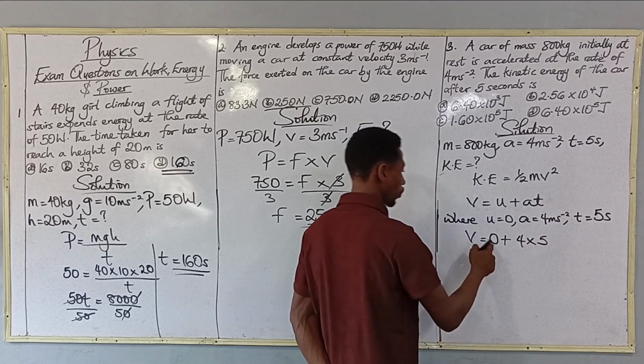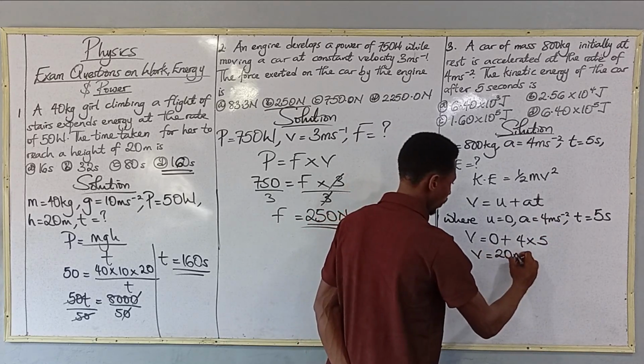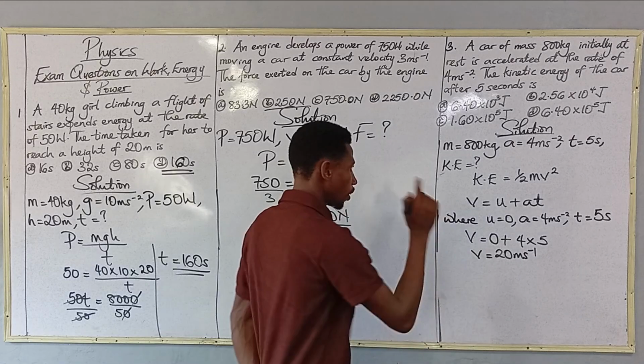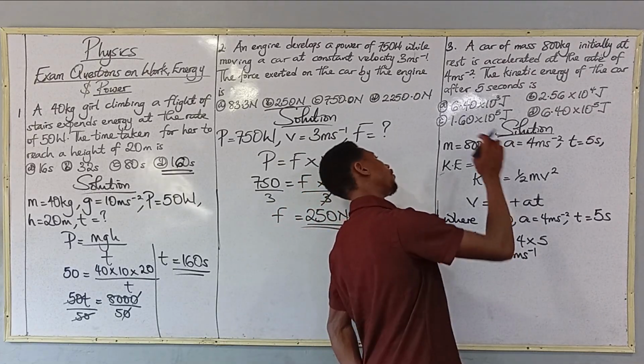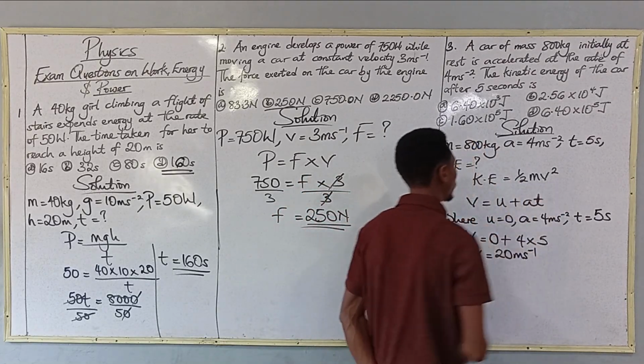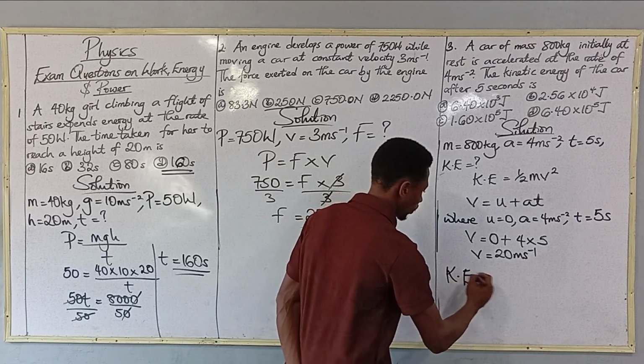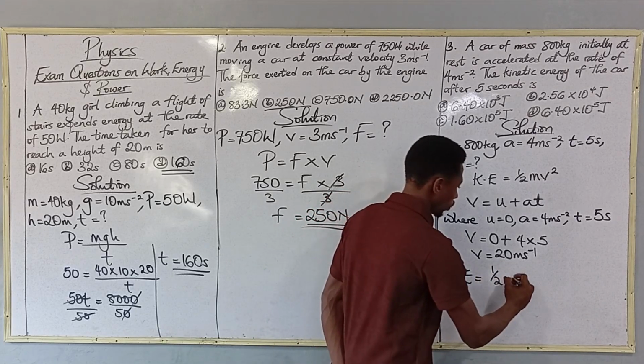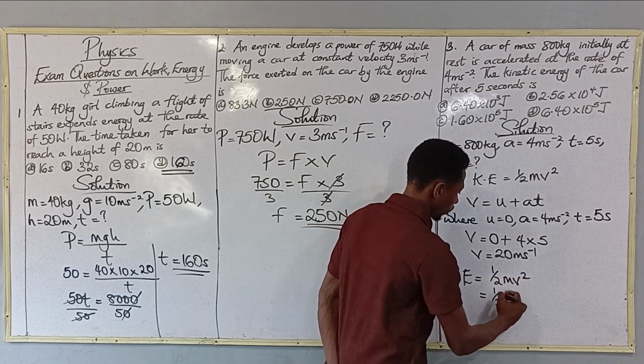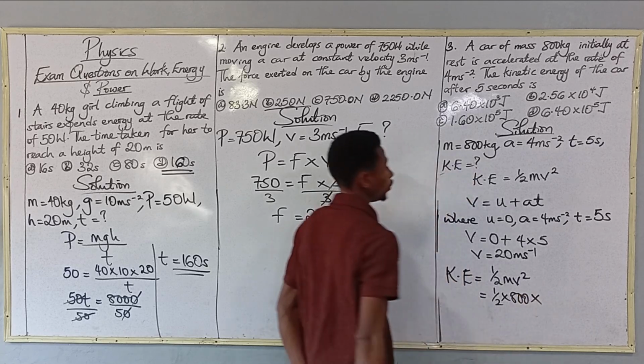So 4 times 5 is 20 plus 0. Our v is 20 meters per second. Now that we have v and we have our mass, we can put it inside this formula and find our kinetic energy. So kinetic energy is half mv squared, and that is half times 800 times v squared.